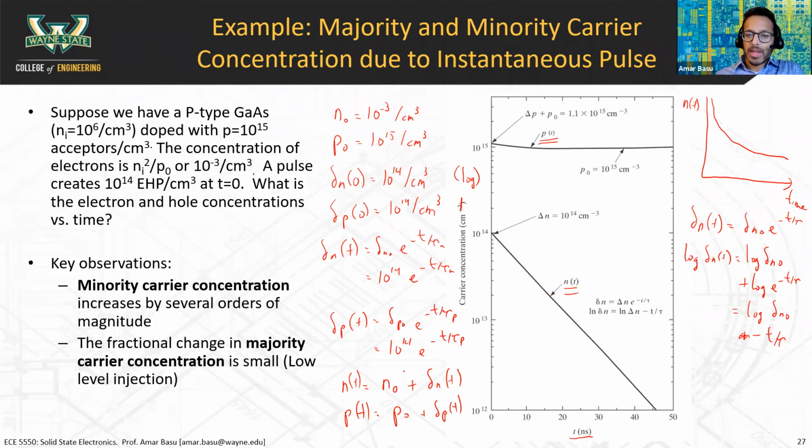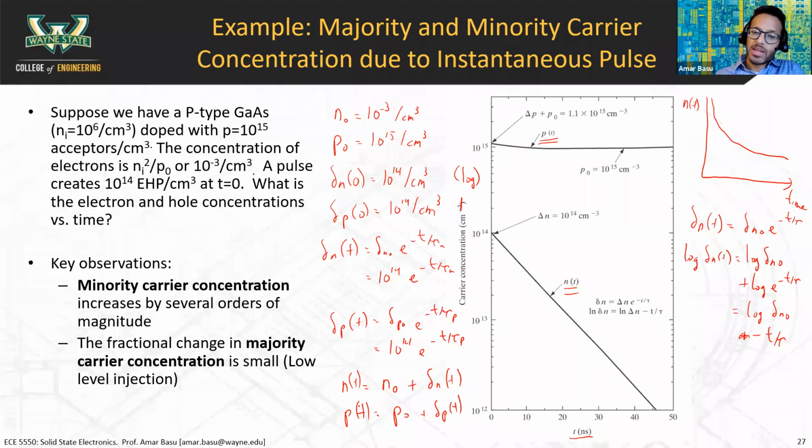So this is plotting n of t, which is n sub 0 plus sigma n of t. In the case of electrons, this is an important point: sigma n of t is much larger than n sub 0. I'll say that again. Sigma n of t, in this case, is much larger than n sub 0. So your n of t basically looks like an exponential decay, because sigma n of t is an exponential decay.